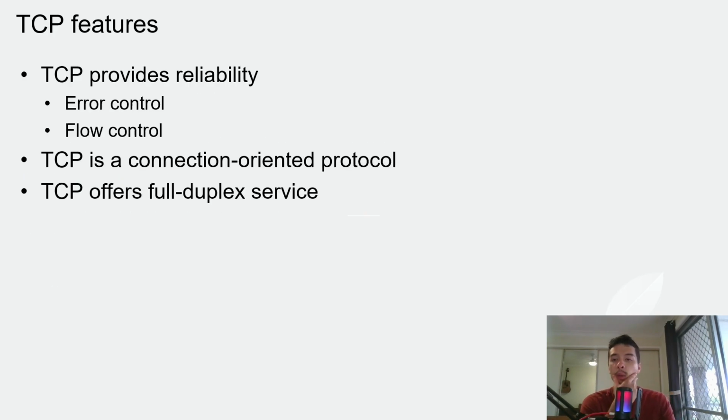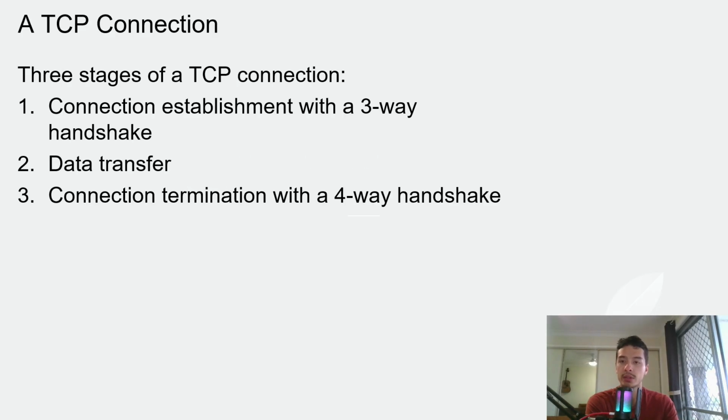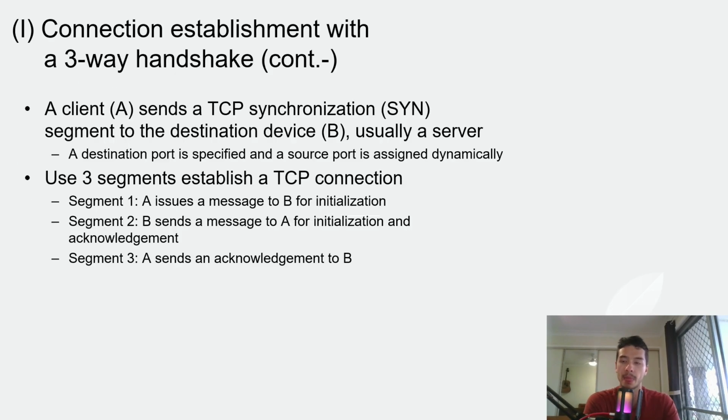So TCP is now what we're on. TCP provides reliable error control and flow control. TCP is a connection-oriented protocol. TCP offers full duplex service. We went over this last episode, I believe, and it's about the communication, the three-way handshake, and the termination handshake, which is the four-way. Connections are established with a three-way handshake, then data can be transferred back and forth. Connection termination is a four-way handshake.